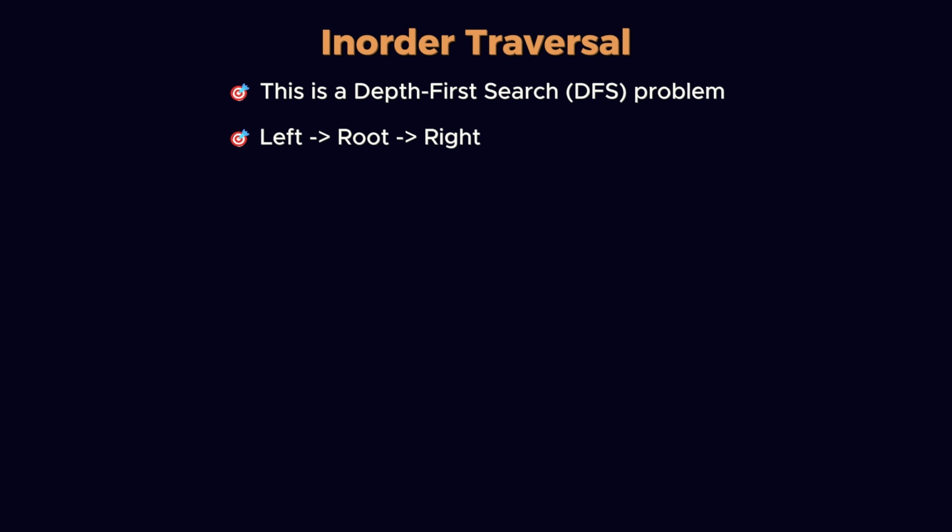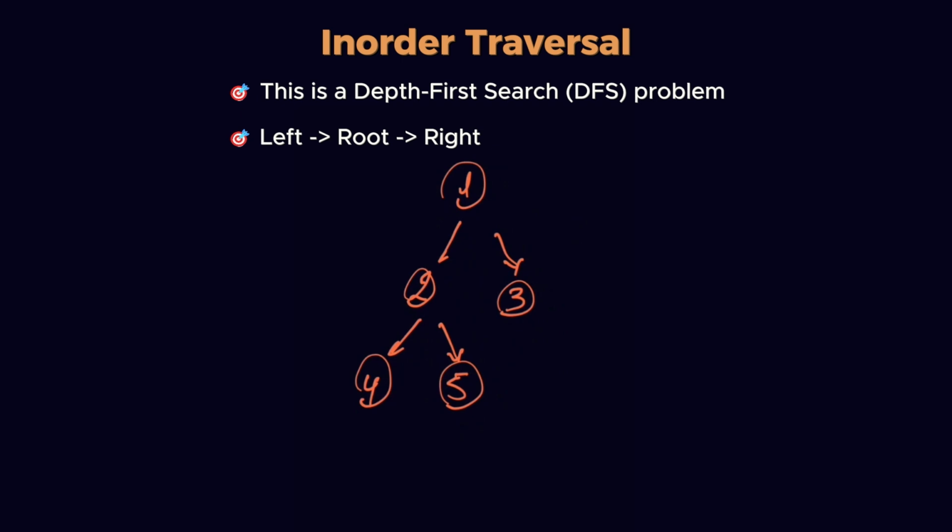In-order traversal. Explore the entire left subtree. Visit the root, then go right. Great for sorted output in binary search trees. Let's traverse the example together for in-order traversal. In-order traversal, we always go left first. Then we visit the current node, the root, then go right. Let's check the example together.